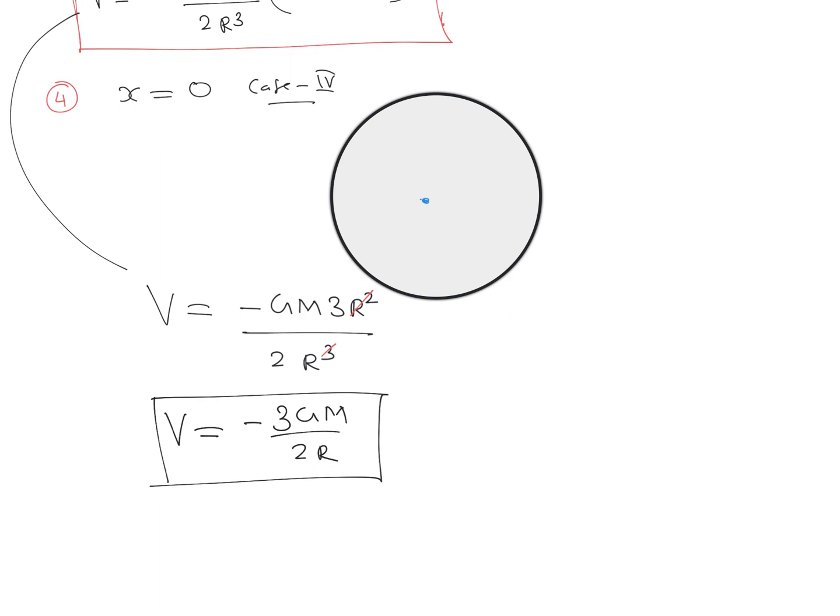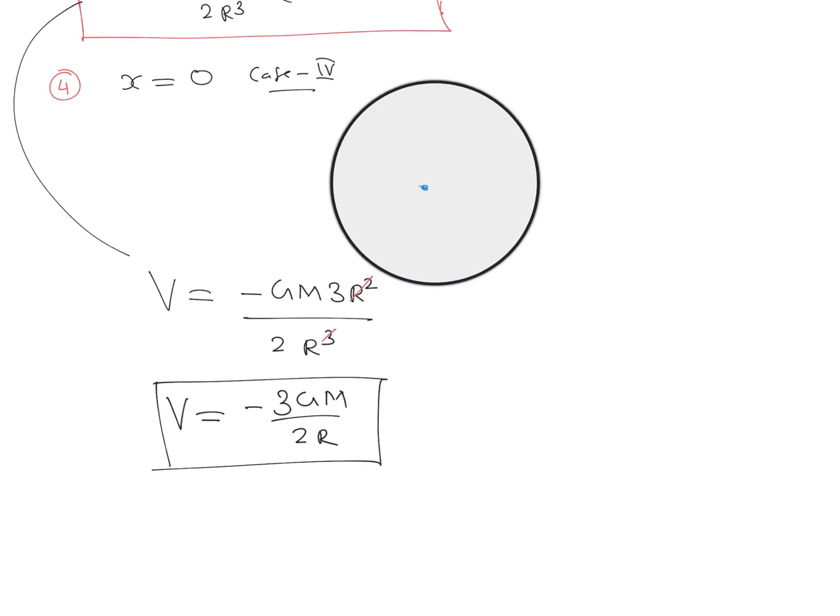On the surface we have a value of minus GM by r. Then again it will increase as we are moving away from the center, and it's going to be equal to 0 at infinity. That is the maximum possible value. Same as with a hollow sphere, in the case of a solid sphere also we can draw a graph showing the variation of this potential with respect to distance.